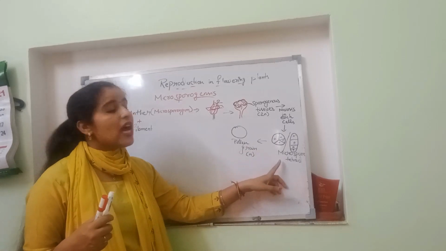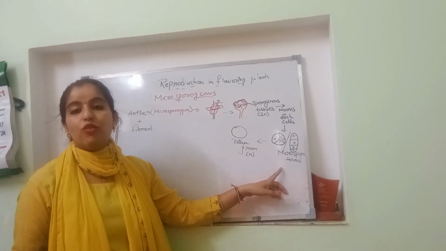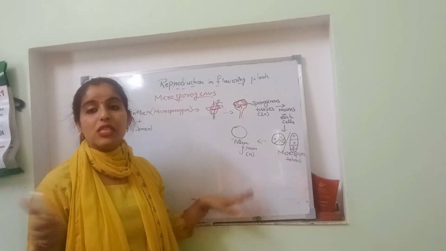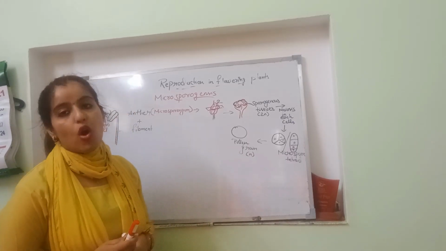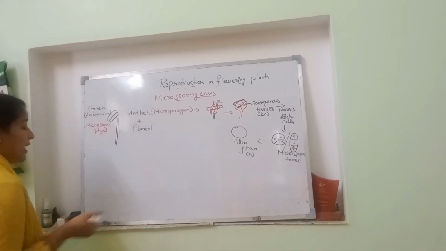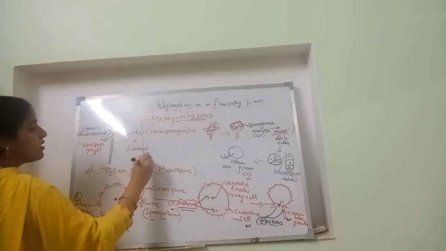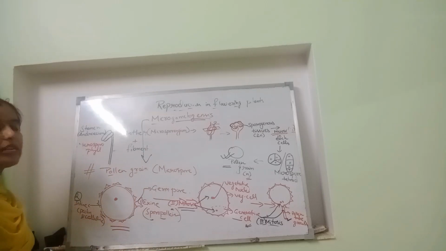Now they are initially a tetrad. In a tetrad form, all four cells are glued together, and then when they come out, they form the pollen grain or the microspore. Let's see the structure of this pollen. Now we are seeing the microgametogenesis.